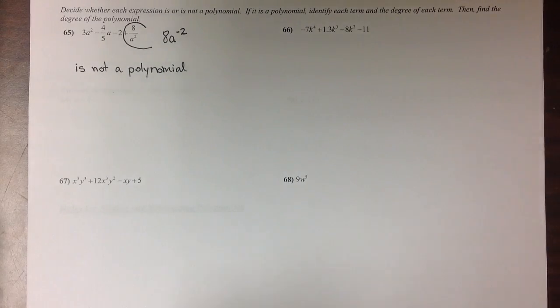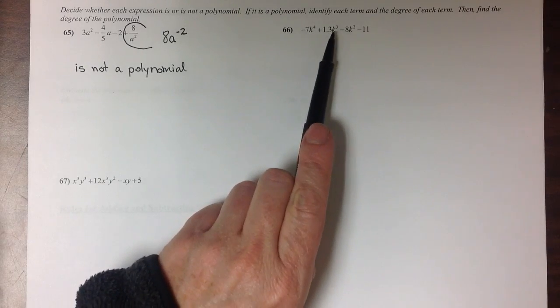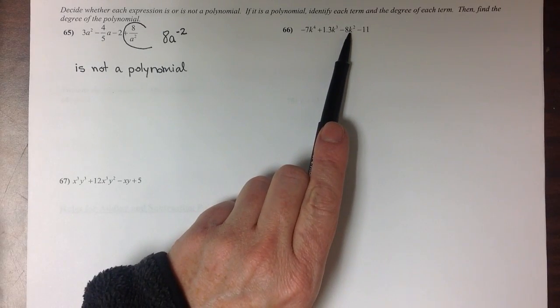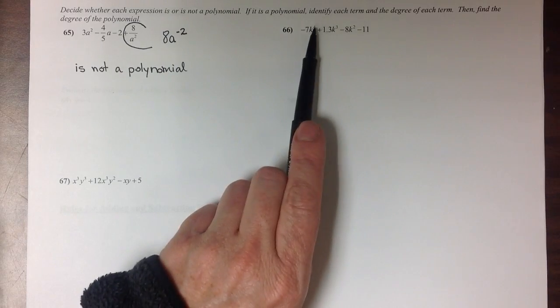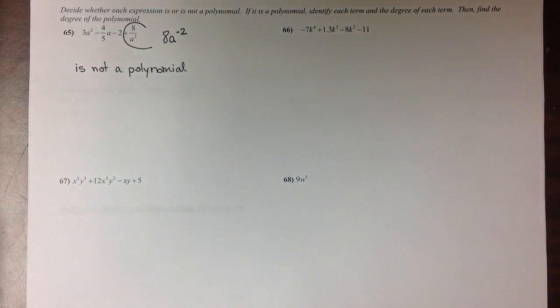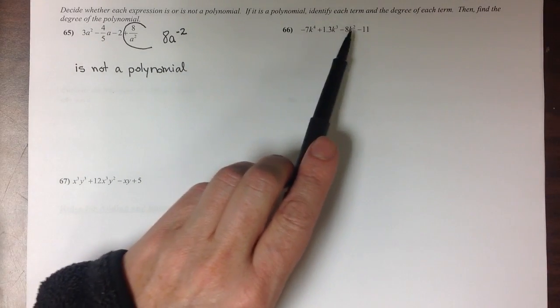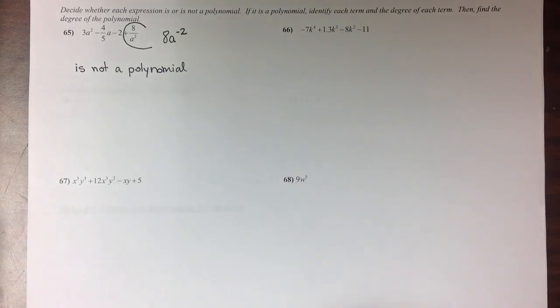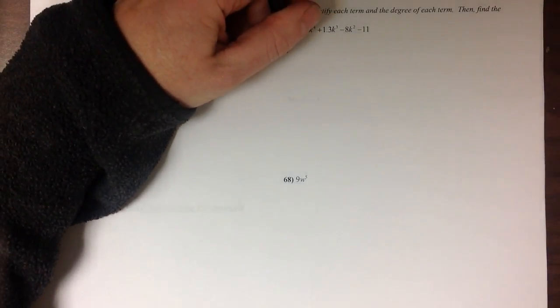Looking at number 66, we've got k to the 4th, k to the 3rd, k squared, and here's our k to the 0. So all of those are exponents that are positive whole integers, and they are all being added together, adding a negative 8, adding a negative 11. So this one does fit the definition of polynomial.